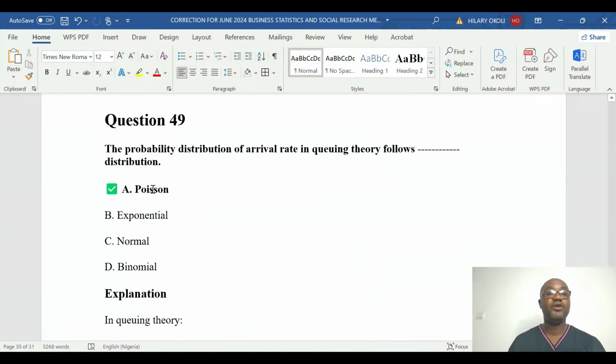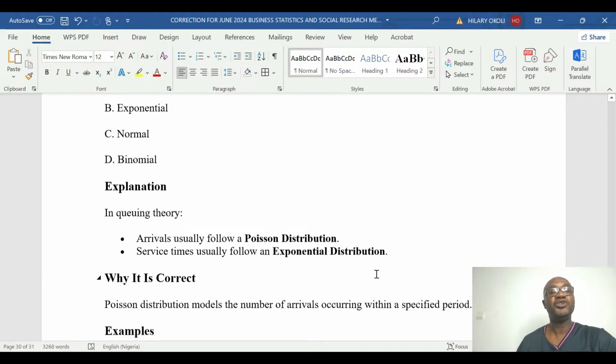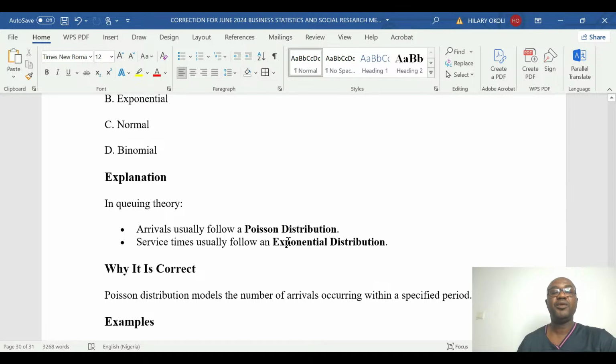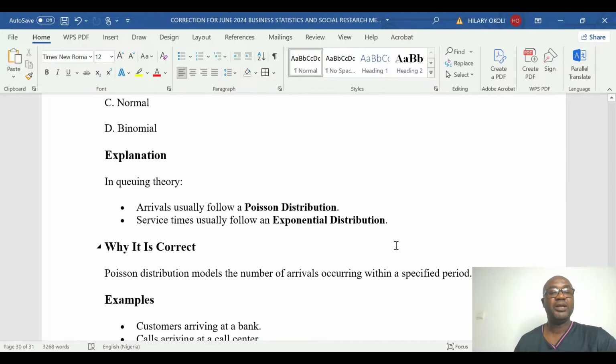We have discussed this before. The probability distribution of arrival time in queuing theory follows which distribution? It is the Poisson distribution. In queuing theory, arrivals usually follow the Poisson distribution. Service time usually follows the exponential distribution. The Poisson distribution models the number of arrivals occurring within a specified period.